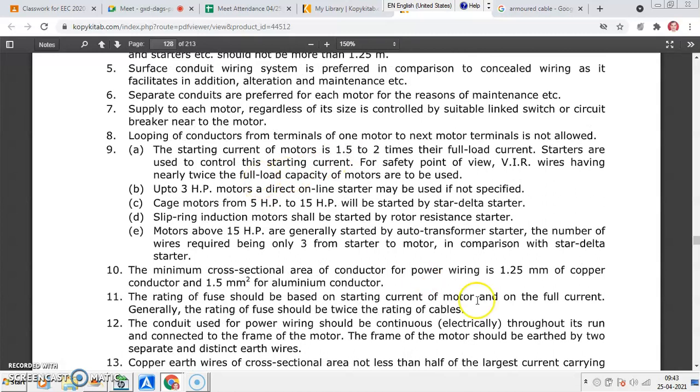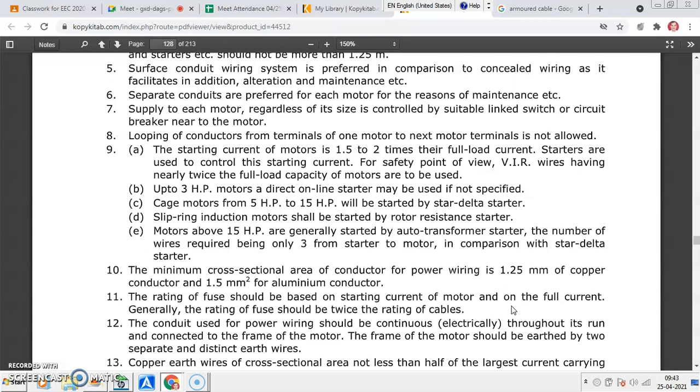That starting current, what we have considered the starting current 1.5 times. We know maximum it is 2 times of the full load current. So starters are used to control the starting current. Normally starters are reducing the starting current.